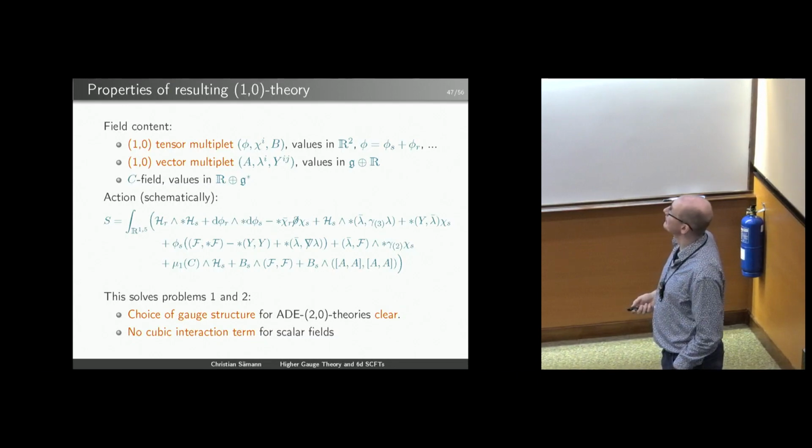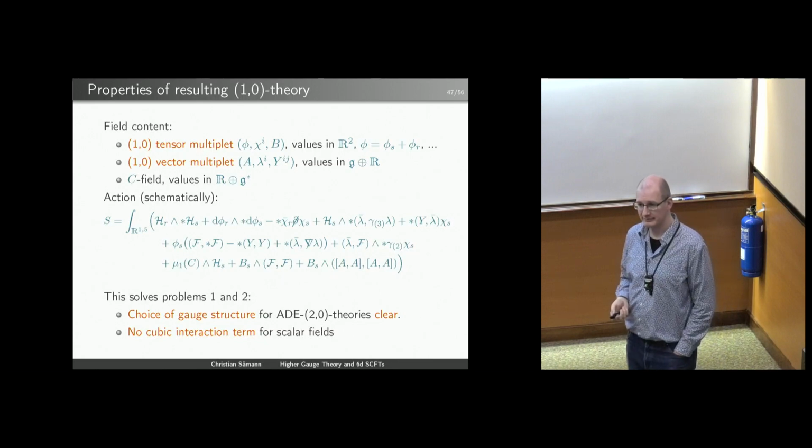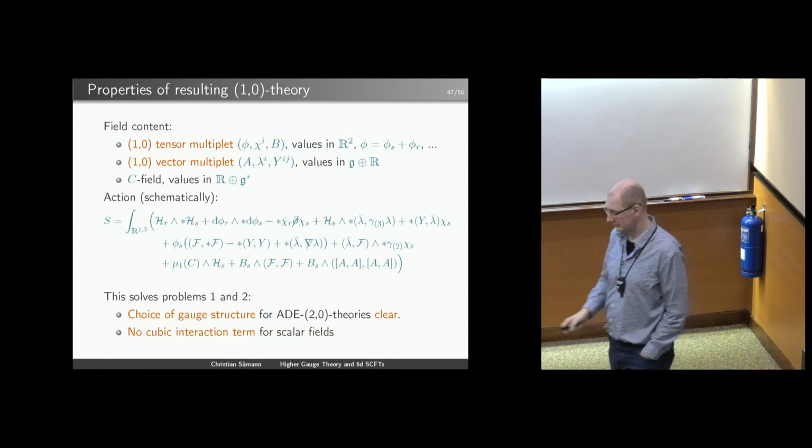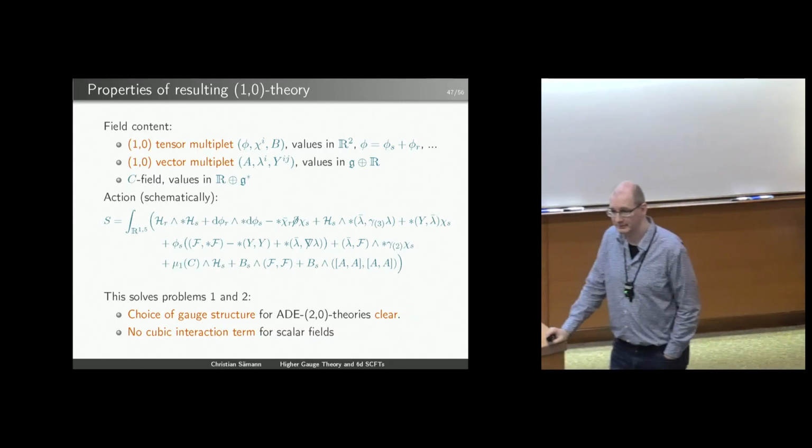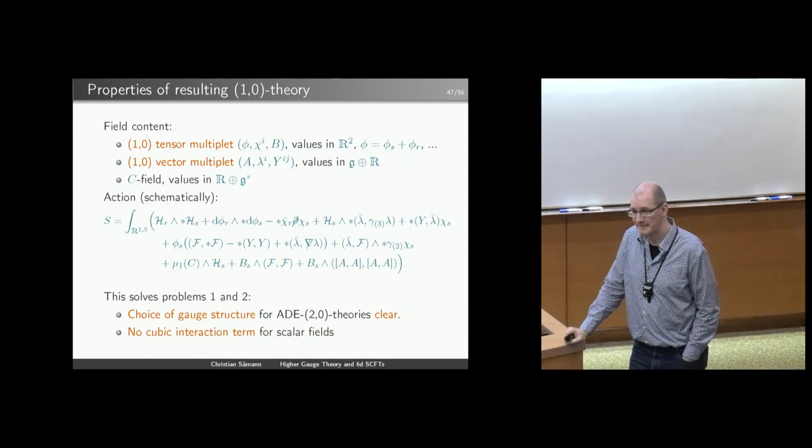So a couple of things. First of all, if you're really after the 2-0 theory, one of the things is that it's only defined for simply laced G, whereas this thing looks perfectly fine for any G. Any metric. Yeah. And the second question is about anomalies.